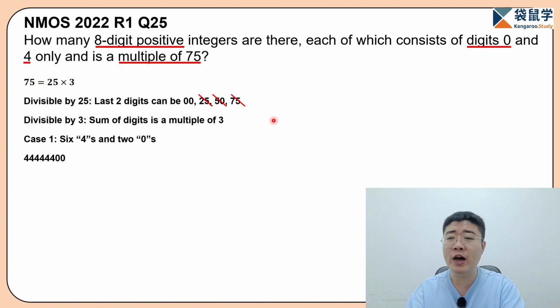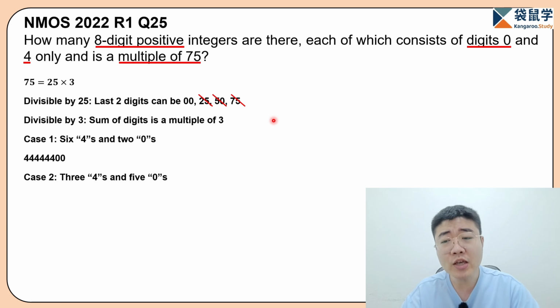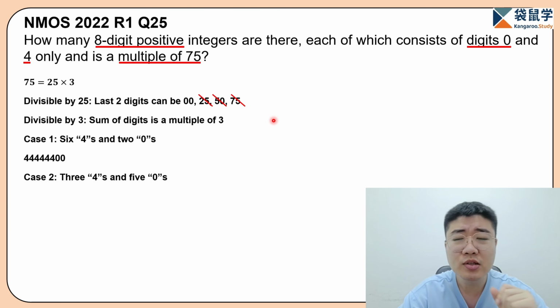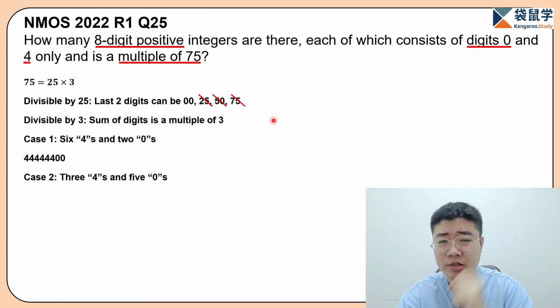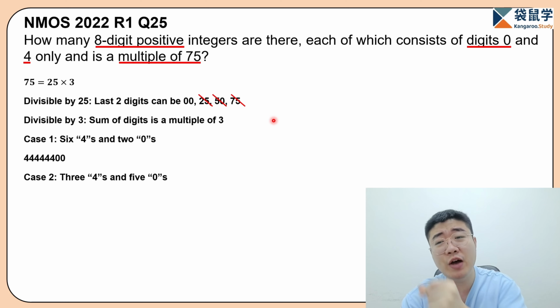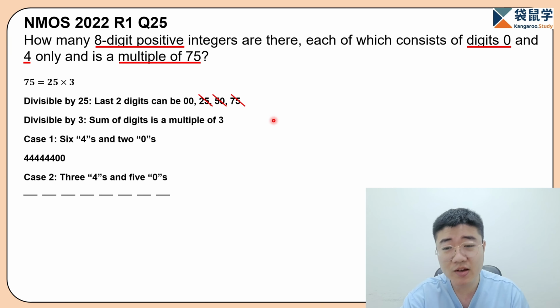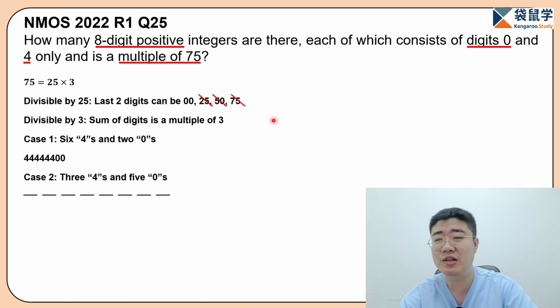Then let's move on to case 2. Case 2 is where we have 3-digit 4 and 5-digit zeros. So let's think, if this is the case, how do we arrange the digits? First of all, let's get the 8 blanks here. Later on, we have to fill in these 8 digits.